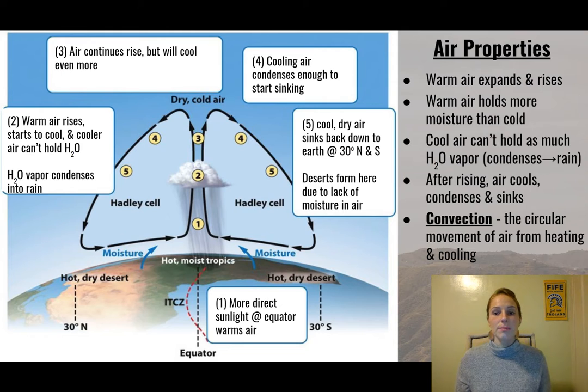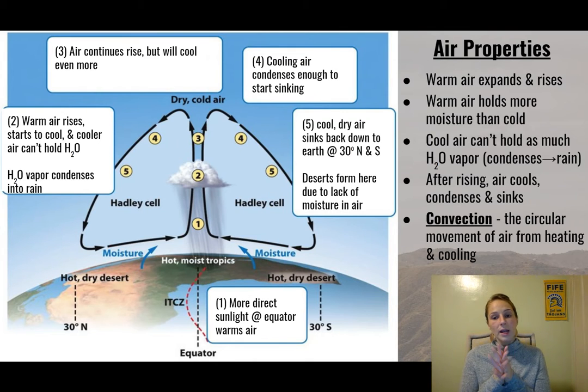So we're going to start out with some basic properties about air. Now, the first thing that you need to know is that warm air expands and it rises. So if you think about a house that has an attic in the summertime, that attic is going to get really hot because the warm air is going to rise up. So it'll be hotter in the attic than it is on the lower level.